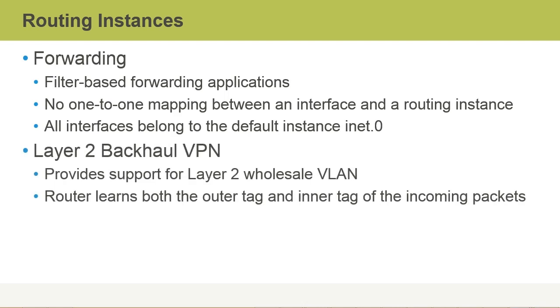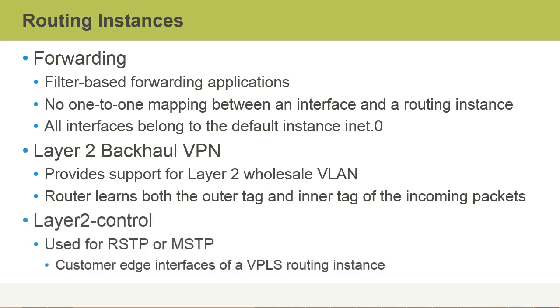The next type of routing instance is the Layer 2 backhaul VPN routing instance type. This type provides support for Layer 2 wholesale VLANs, where the router learns both the outer tag and the inner tag of all the incoming packets. The Layer 2 control routing instance type is similar to the Layer 2 backhaul VPN routing instance type in the sense that it's only available with MX series routers.